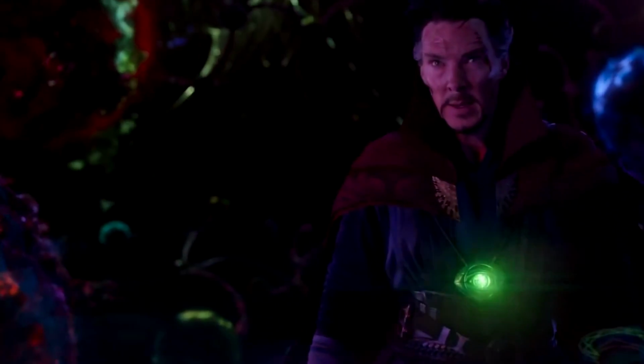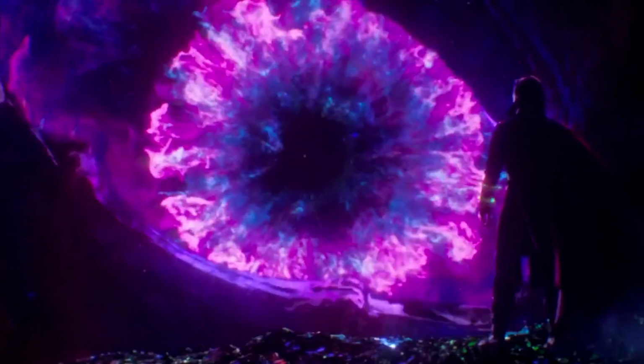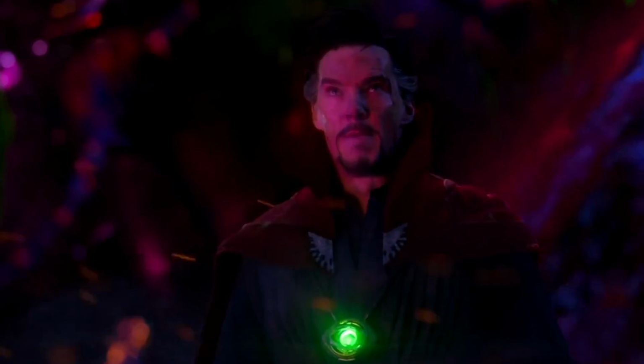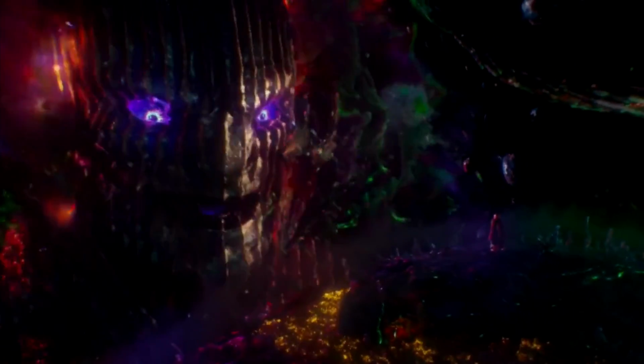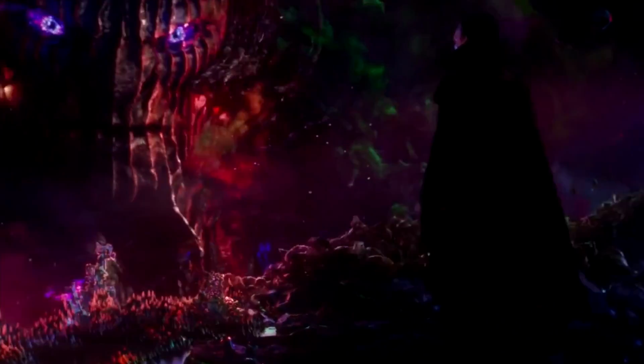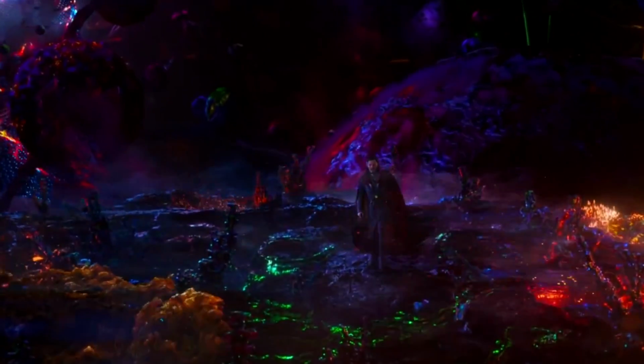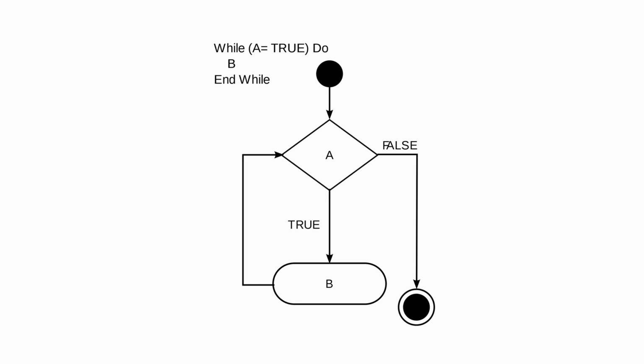In the scene where Dr. Strange confronts Dormammu, a couple of things happen in sequence. Dr. Strange says, "Dormammu, I have come to bargain." Dormammu says something. Dormammu kills Dr. Strange, and then Dr. Strange flies into the scene again. Therefore, the end of the loop is when Dr. Strange dies. This loop continues until the terminating condition reaches.